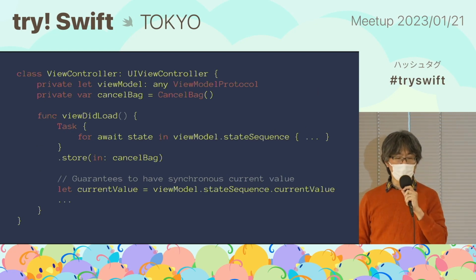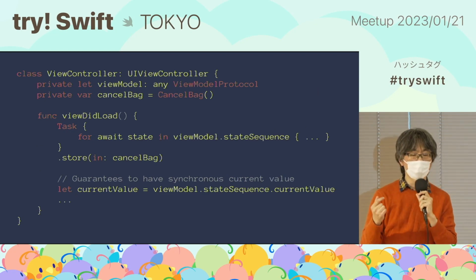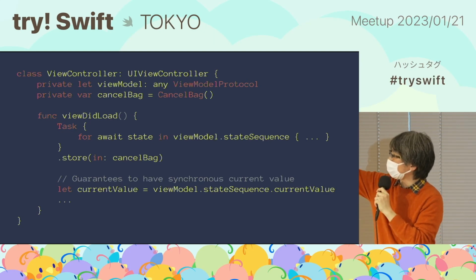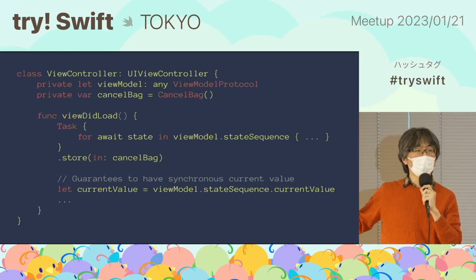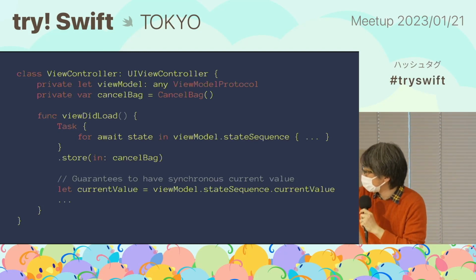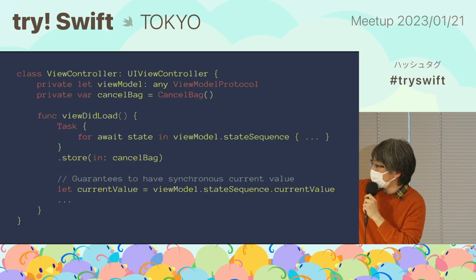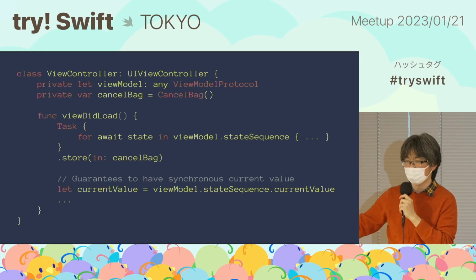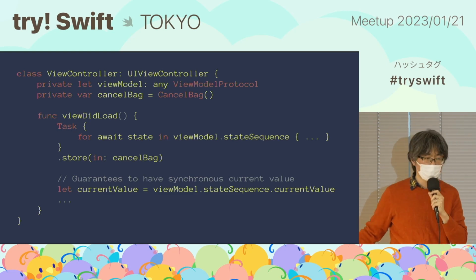For example, this is a use case of the view model protocol that has any async published sequence inside. And we can call a for await loop, as well as extract the current value like this one. So this viewModel.state sequence, we can do for await, and we can also extract the current value. This behavior is very similar to BehaviorRelay.